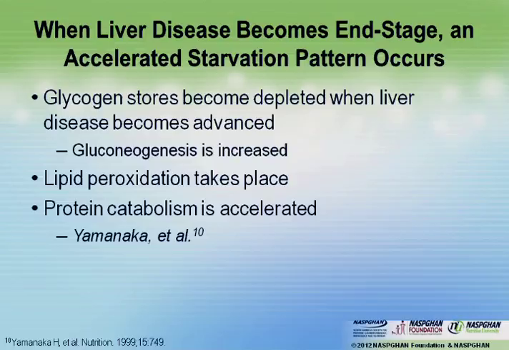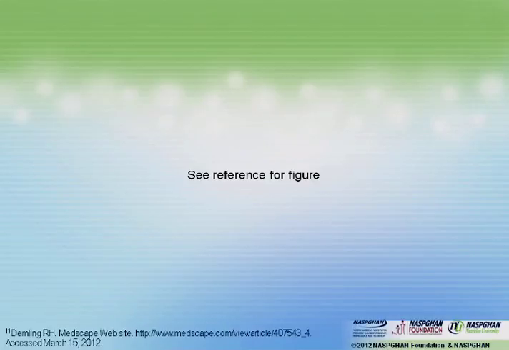And then protein catabolism gets accelerated. This is basically a diagrammatic representation of that. The liver, as you can see, is central. The liver lets you live, as I said. The liver is probably the seat of not only intermediary metabolism, but the seat of the soul.